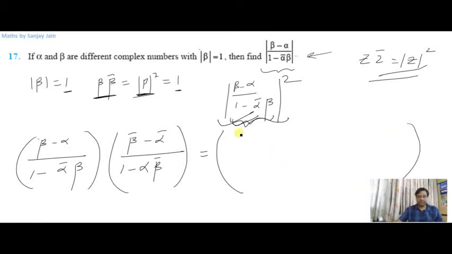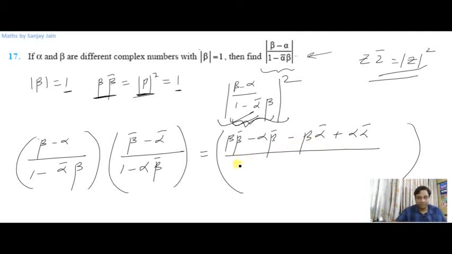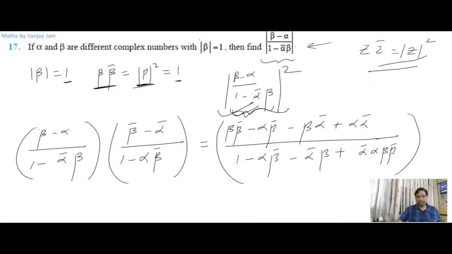If I multiply these, the numerator will become beta beta bar minus alpha beta bar minus beta alpha bar plus alpha alpha bar, and in the denominator I'll have 1 minus alpha beta bar, right? I have multiplied 1 with it. Now I am multiplying this alpha bar beta, plus it will be alpha bar alpha beta beta bar. Okay, you need to cross check the calculation.